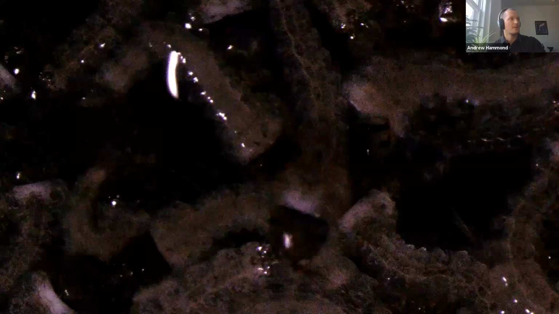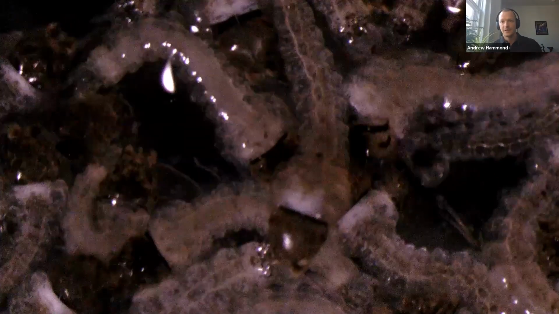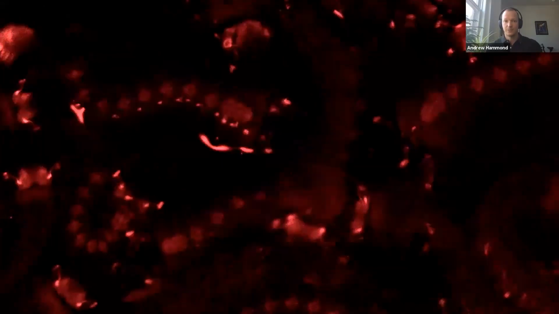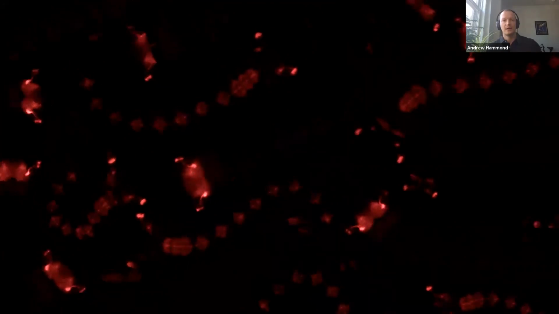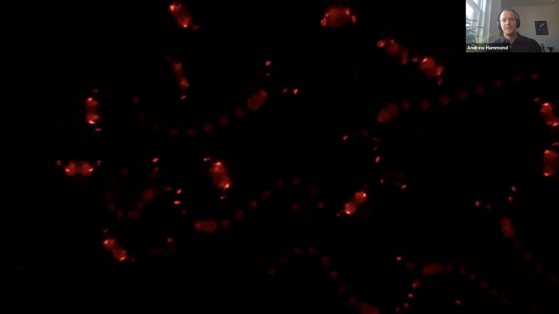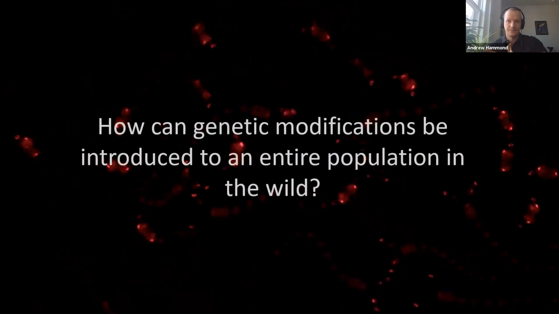So here you see some mosquito larvae swimming around, and these have all been engineered to express the red fluorescent protein. So when I turn off the lights and I turn on my fluorescent microscope, you can see them glowing in their eyes and down the body. And this is a genetic modification we've introduced that lets us see them visually through this red fluorescent protein.